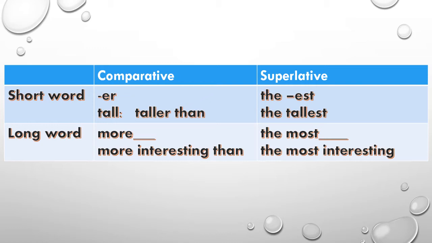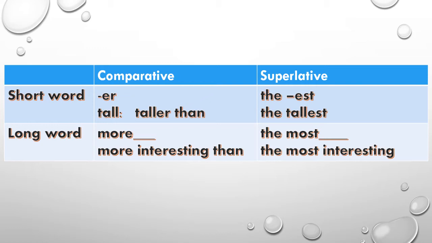Now, let's please look here at the second row of the table, short words. Short word, for example, the word tall. Look at the word tall. It's a short word. It's only 4 letters. It's one syllable, tall. In this case, we add ER at the end of the word. So tall becomes taller than. But look at the superlative. The word tall, we have to put the before tall and EST at the end of the word. So tall becomes the tallest. I say Mansour is the tallest in his class.